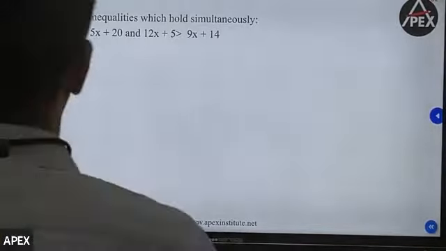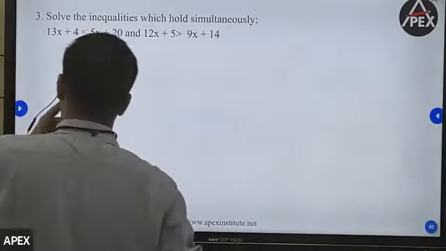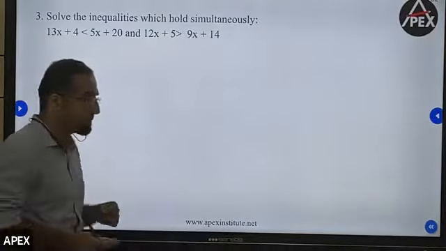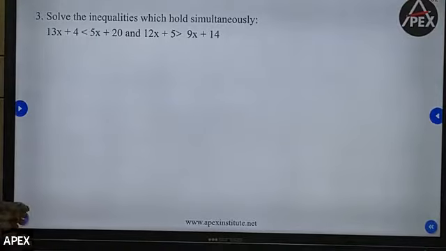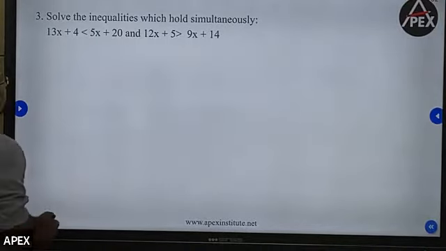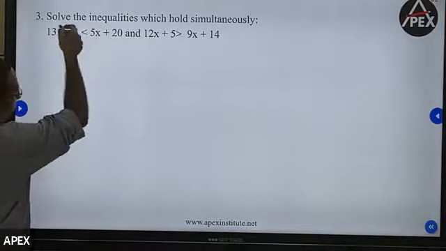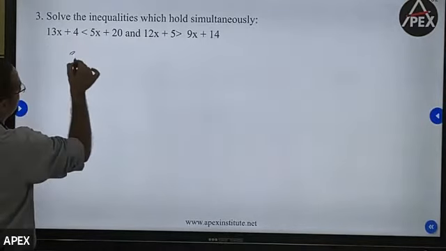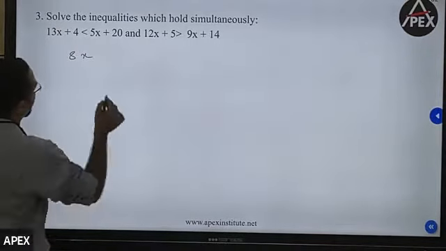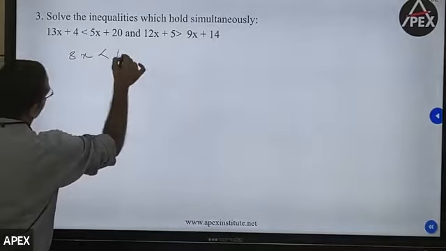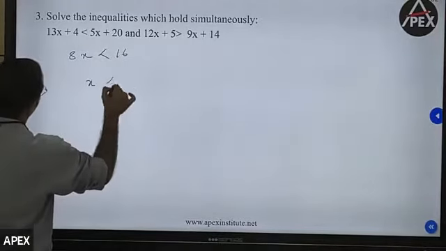Yeah, answer please. That's it. Sure, everyone. So what am I looking at here? If I look at this, let's quickly transpose values. So my 5x comes on to my left, becomes 8x, and this becomes 20 minus 4, that is 16. Or this would give me x is less than 2.